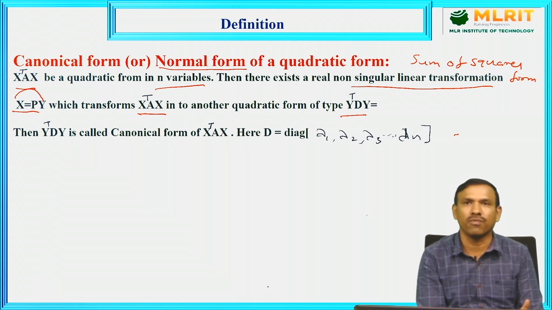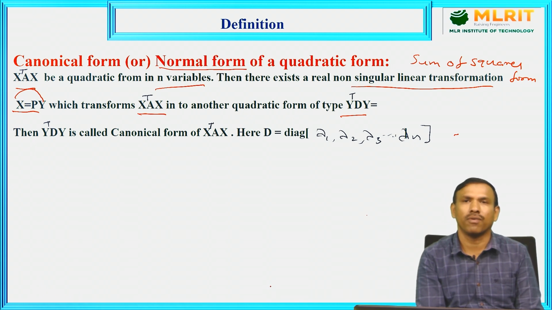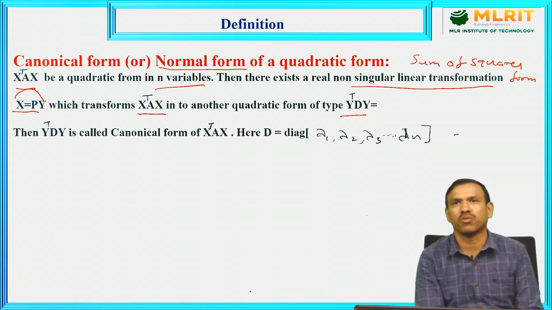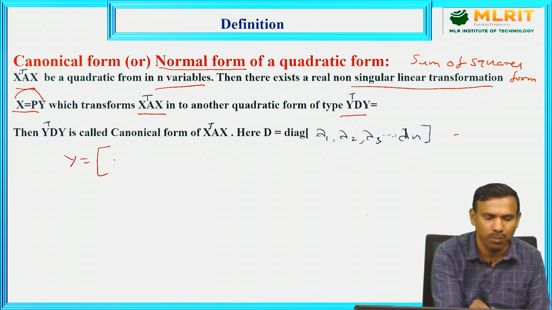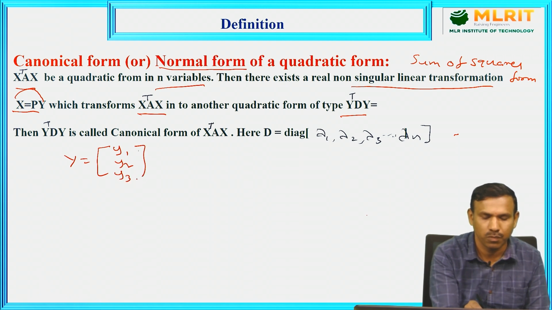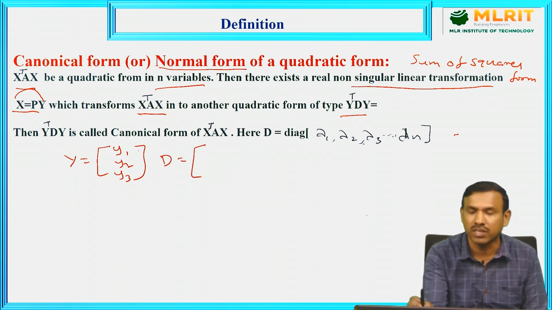One quadratic form we are converting to another. How can you say it is exactly not a quadratic form? The quadratic form contains second degree and product terms, whereas our canonical form contains only square terms. That will be given by y transpose Dy. Let us say y contains, I am taking 3 variables, y1, y2, y3. D is a diagonal matrix which contains only eigenvalues.